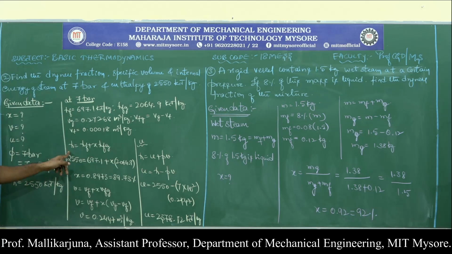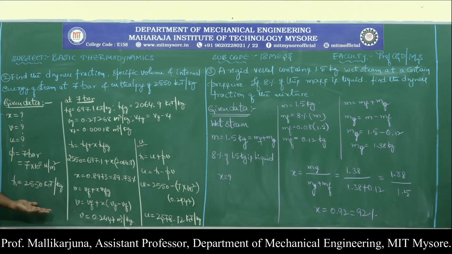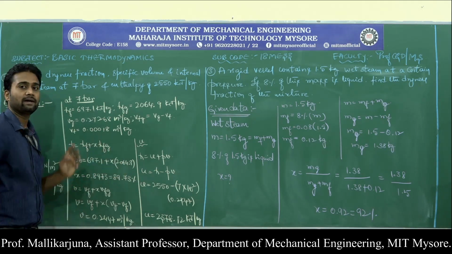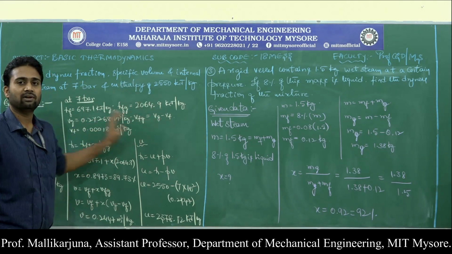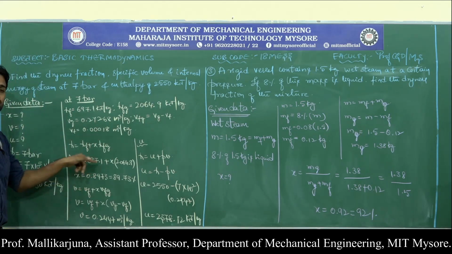Why only h? Why not specific volume? Because h is given to me. I need to make use of the given data. So h at pressure 7 bar is given. For that purpose, h has been extracted at 7 bar. I have extracted various properties at 7 bar from the data handbook. Now I will substitute the various values into this equation.